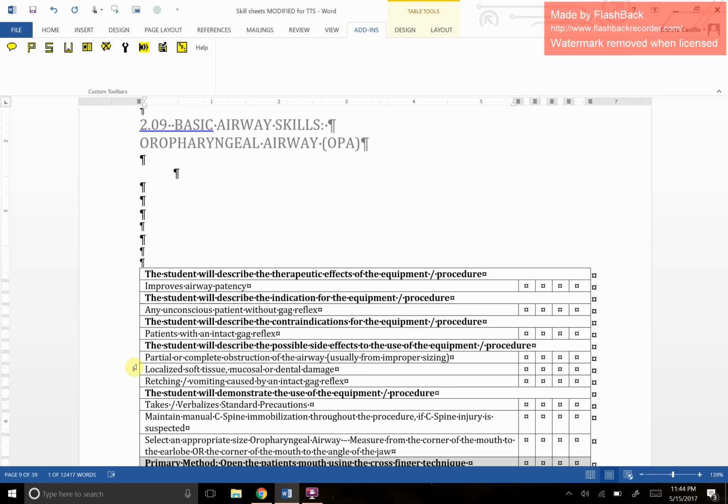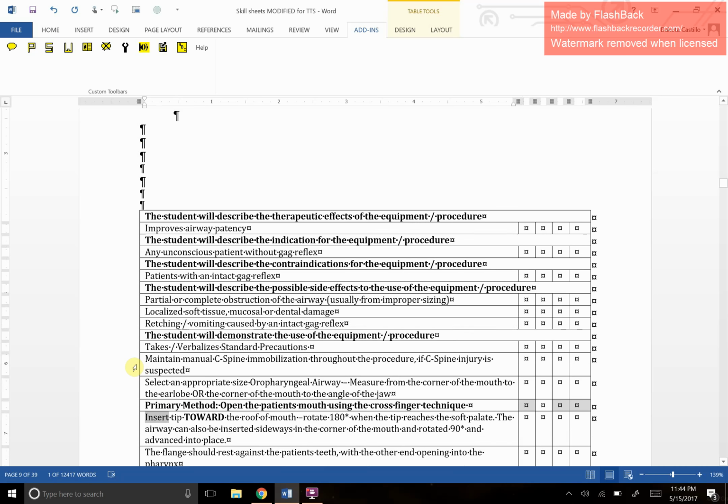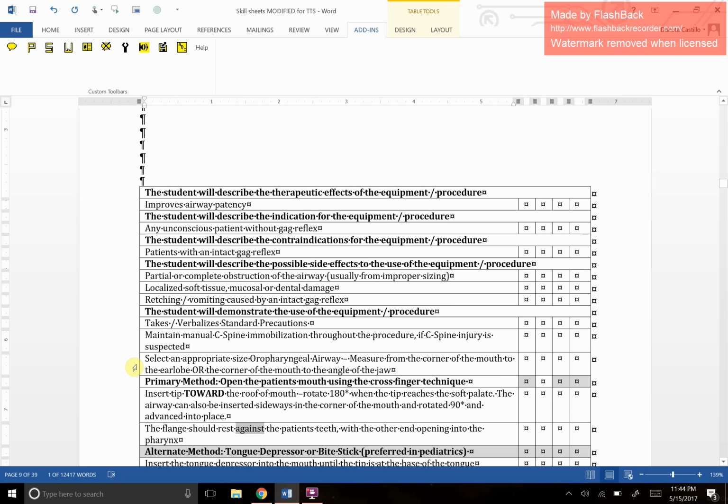Primary method: open the patient's mouth using the cross-finger technique. Insert tip toward the roof of the mouth, rotate 180 degrees when the tip reaches the soft palate. The airway can also be inserted sideways in the corner of the mouth, rotated 90 degrees and advanced into place. The flange should rest against the patient's teeth, with the other end opening into the pharynx.